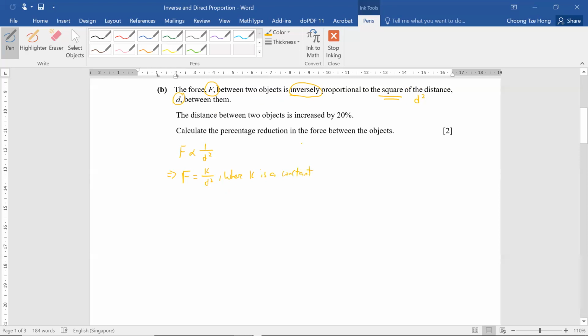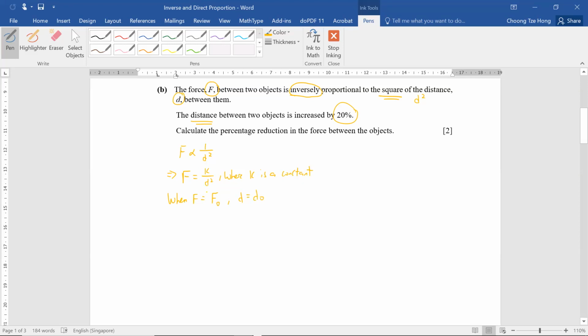If you read further down the question, besides saying that d is increased by 20%, it asks us to calculate the reduction in the force. We are not given any numbers to find K. But that's all right. We can always use some placeholders for F and d, even though we don't have any numbers. So I'm going to do it this way. I'm going to say when F equals F naught, where F naught refers to the original force between the two objects, then d will be d naught. d naught refers to the original distance between the two objects.